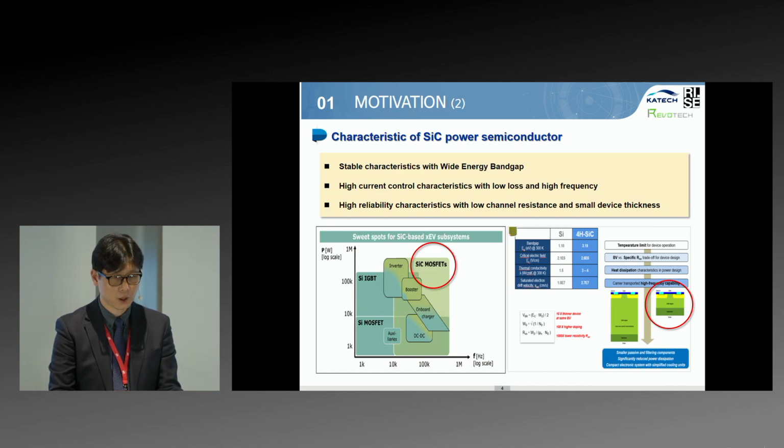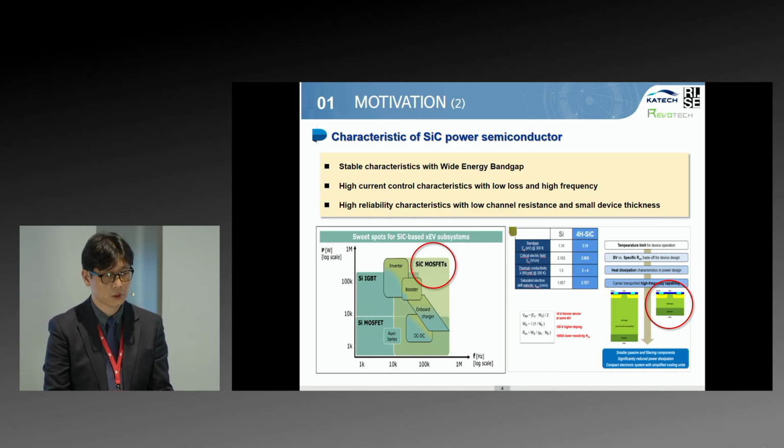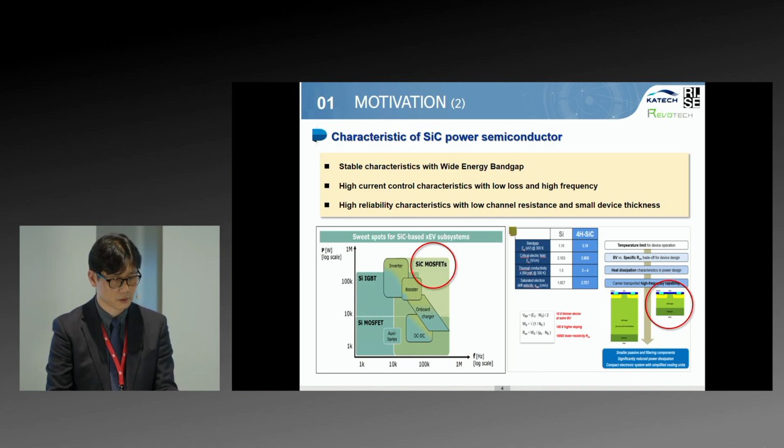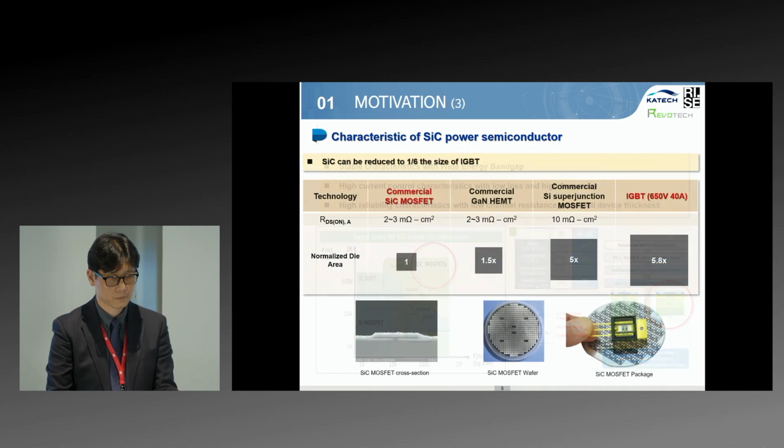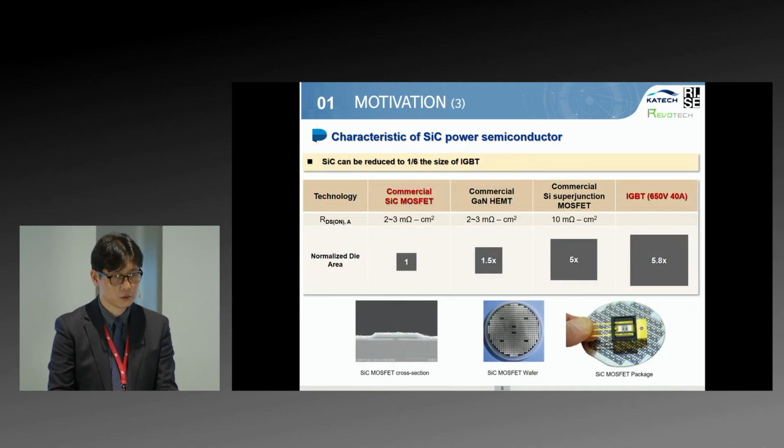Characteristics of silicon carbide power semiconductor are stable characteristic with wide energy band gap, high current control characteristic with low loss and high frequency, and high reliability characteristic with low channel resistance and small device thickness compared to silicon power semiconductors. This picture shows that silicon carbide has high frequency and high power characteristic. Compared to silicon IGBT, silicon carbide can reduce device chip size, as you can see in the comparison with the other different types of device.